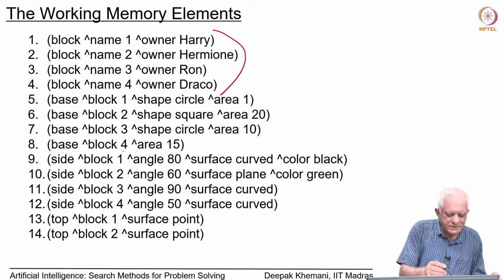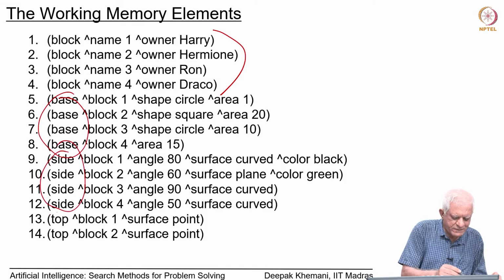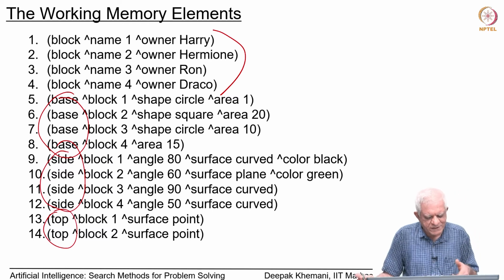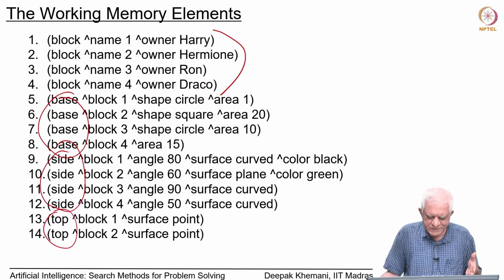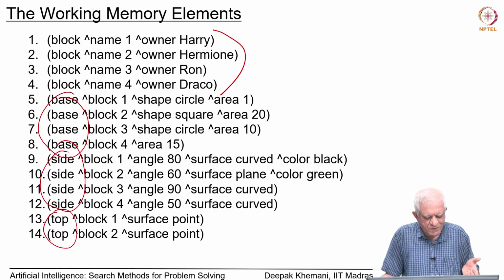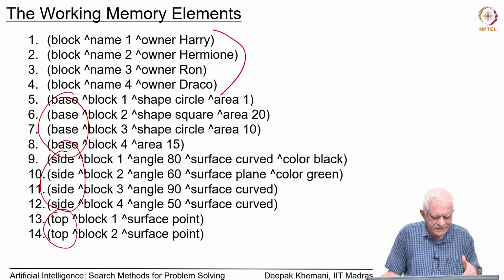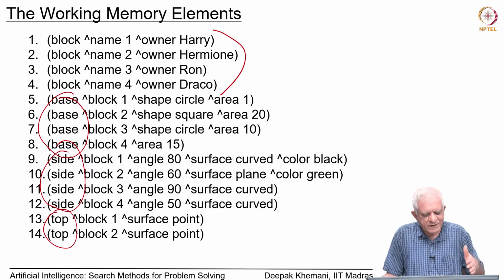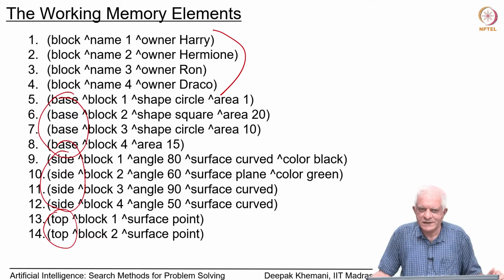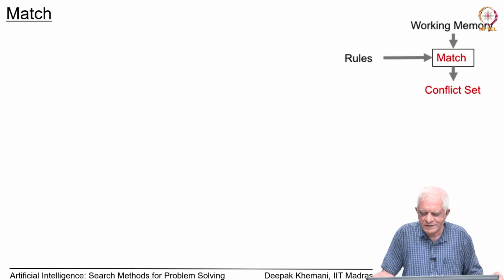Then we have described the base, we have described the side, we have described top for some of them. So, you see in this particular data working memory, there are only 2 descriptions of top. So, we expect that only at most rule 1 and 2 will fire, or the rule that matches these pointed tops, which is the wand and the pyramid, will fire, and the others will not. You can add more data.